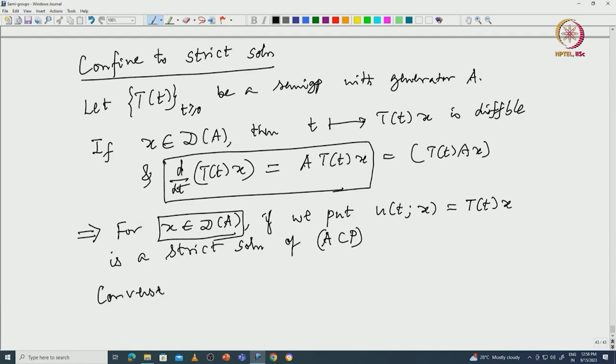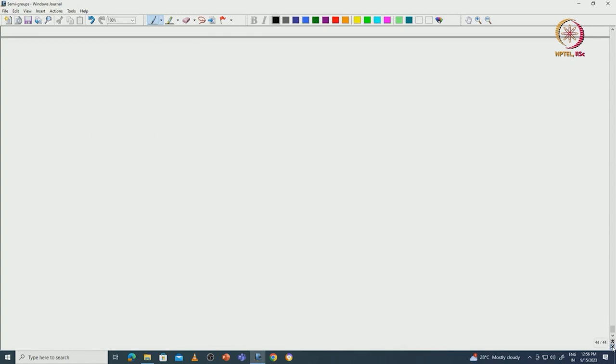There are some technical things here. The converse is also true. What does that mean? If the ACP has a strict solution for each x in D(A), then A generates a semigroup. So this I will state as a theorem without further discussion. Okay, so one more condition.